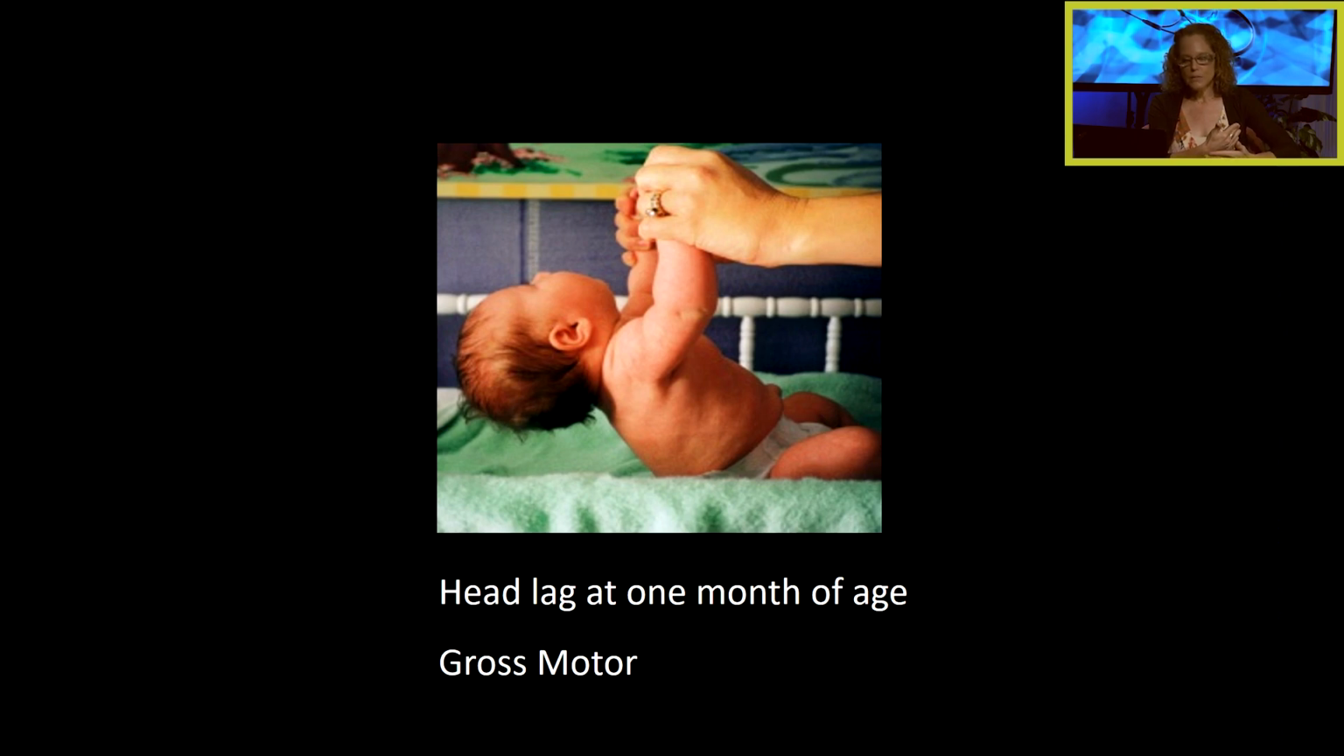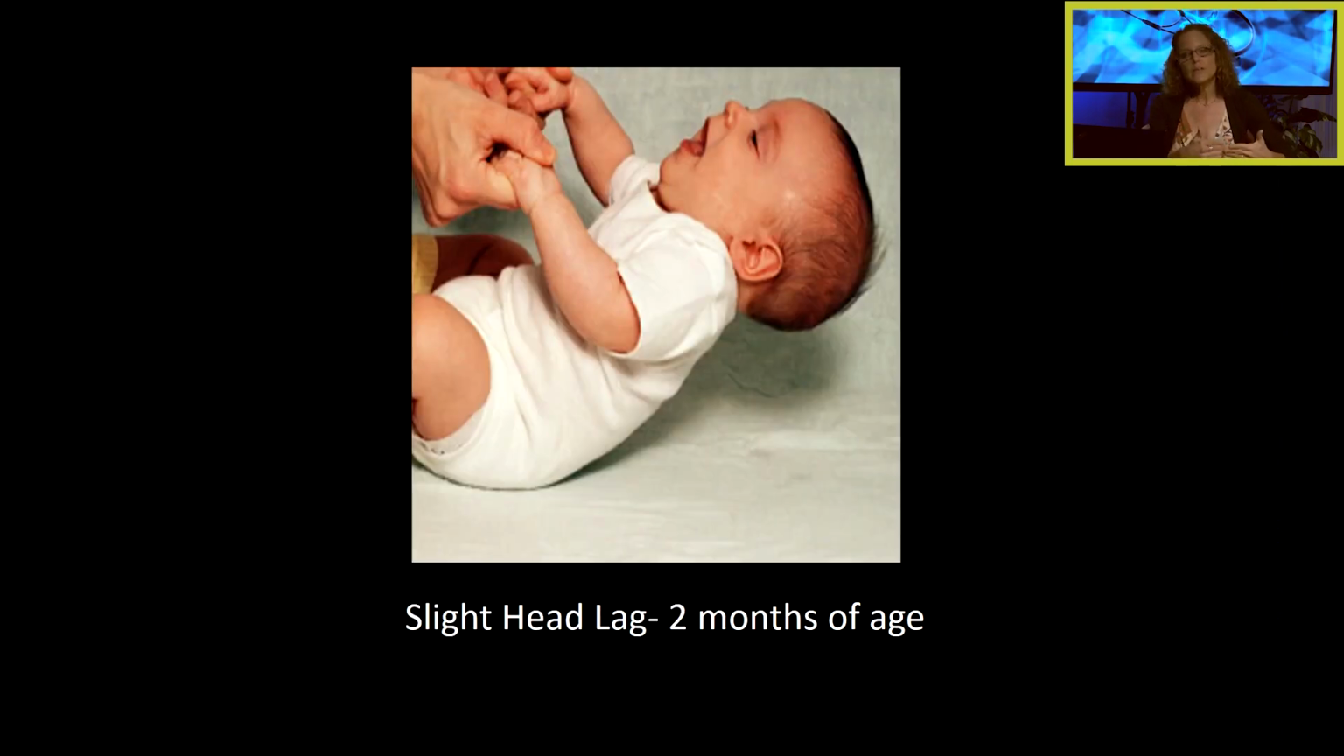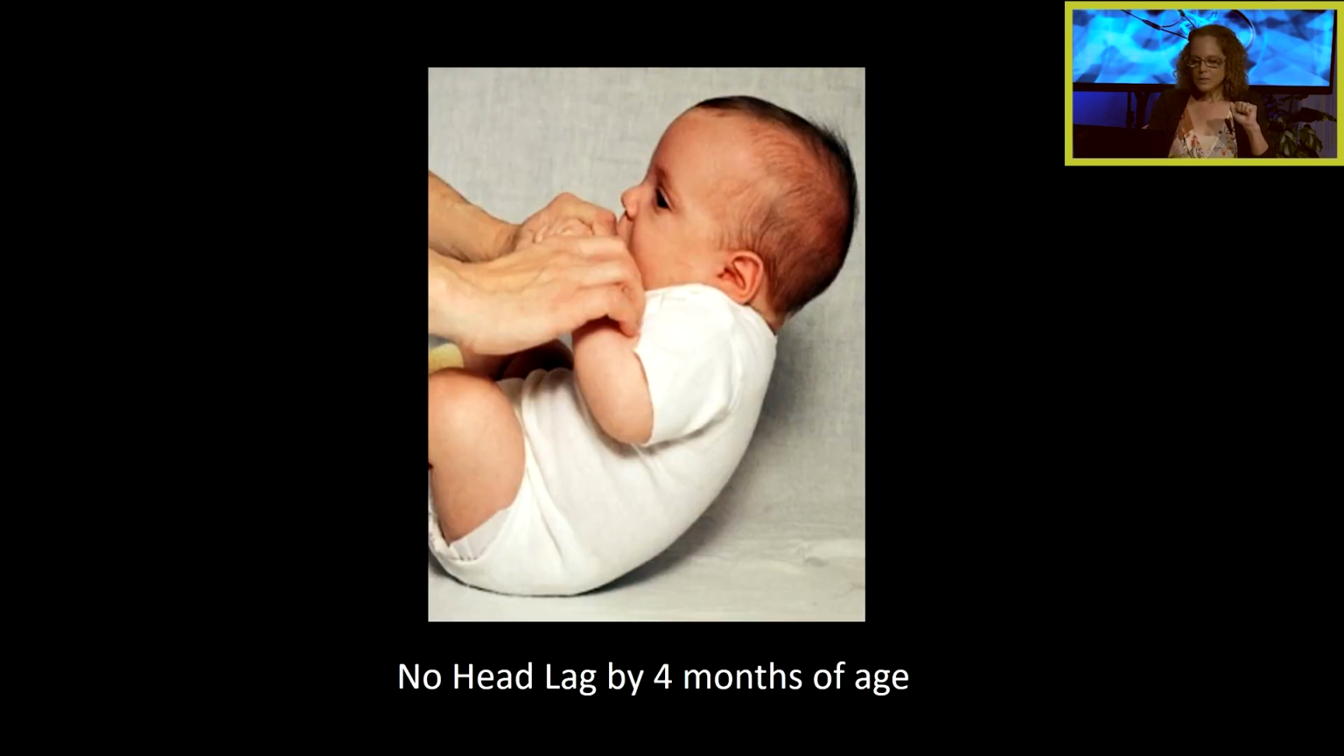Newborns, and even at 1 month of age, we can still see some head lag, even though they're kind of starting. Here we see slight head lag at 2 months of age, where the child is trying a little harder to stay in line with their larger neck muscles and not have their head flop back as much. Then we see no head lag by 4 months of age, where we pull them up and they're able to keep much better, safer control over their head and neck.